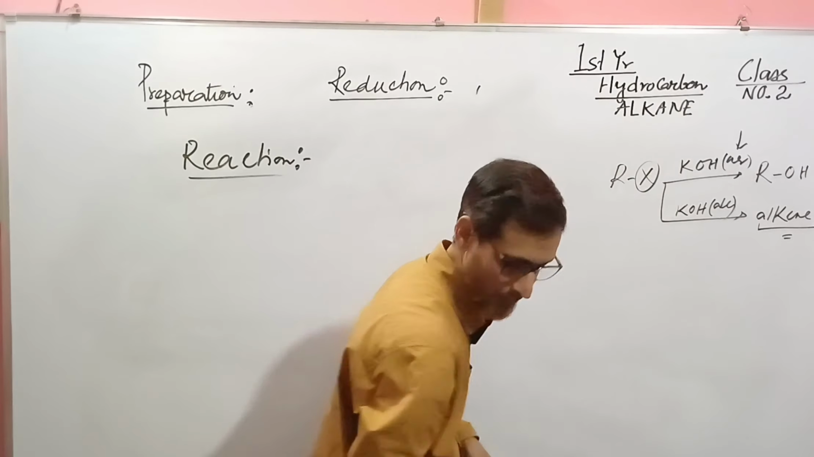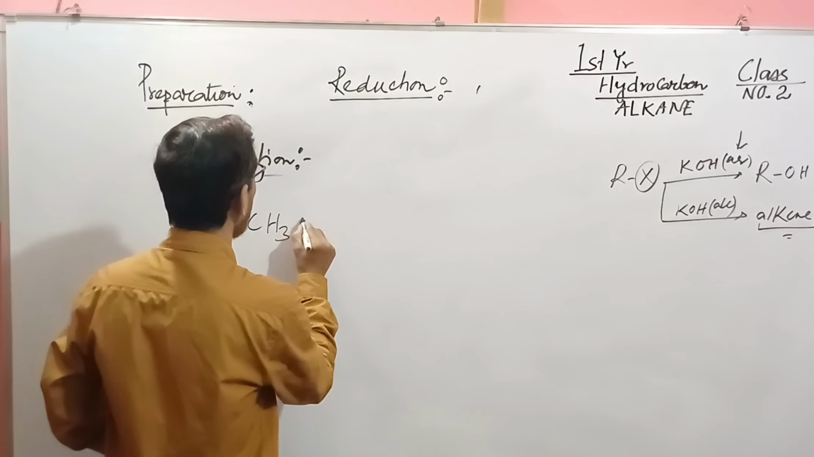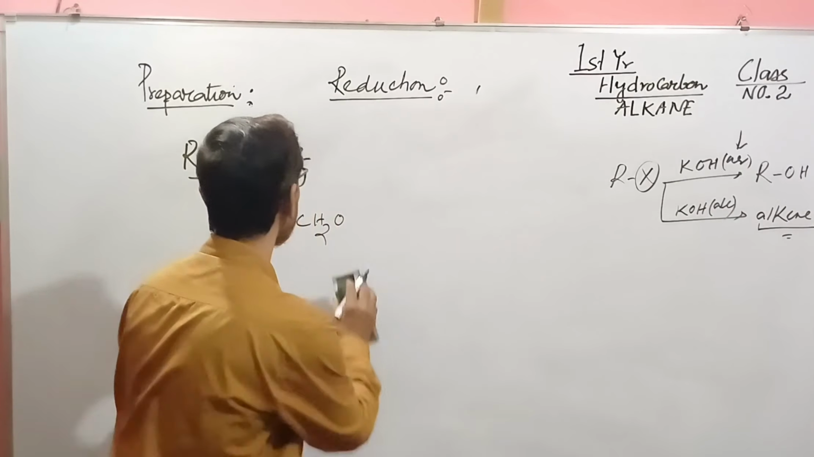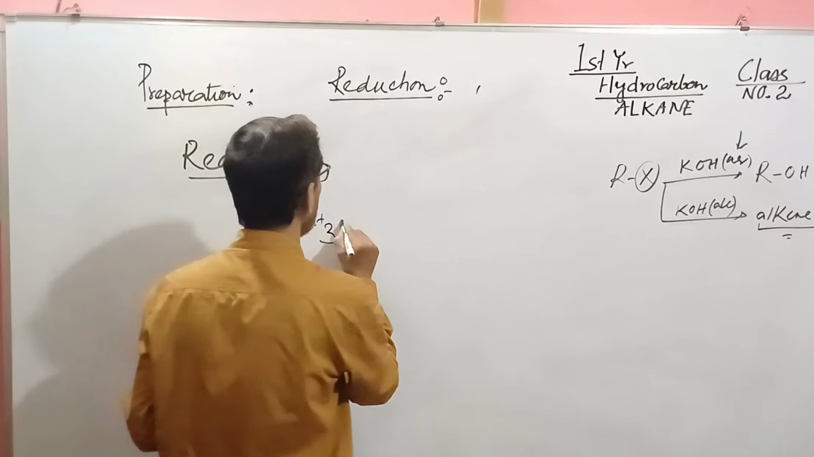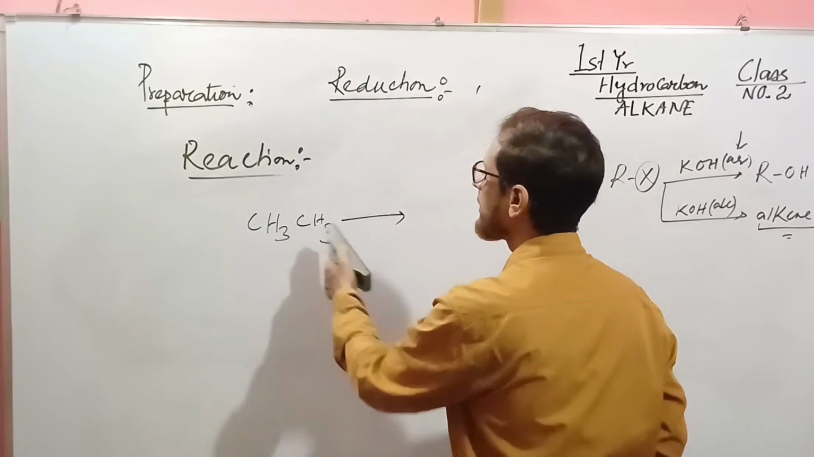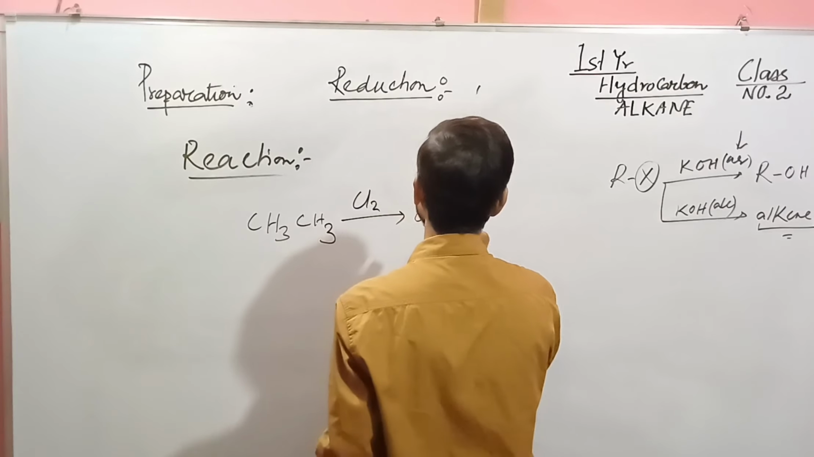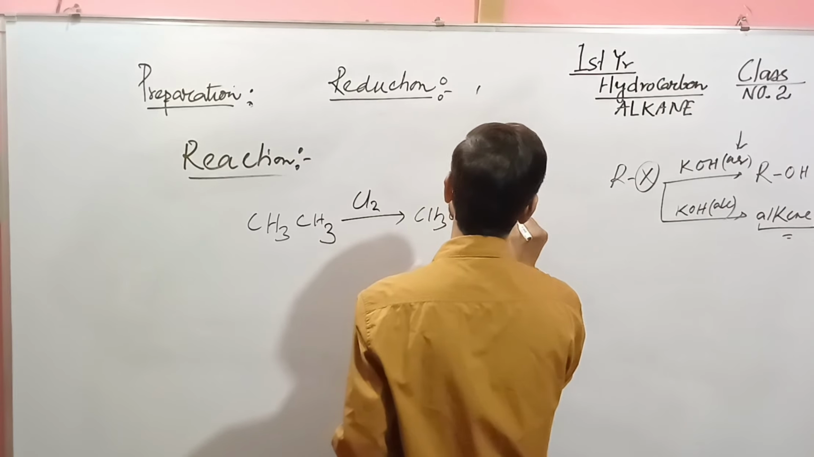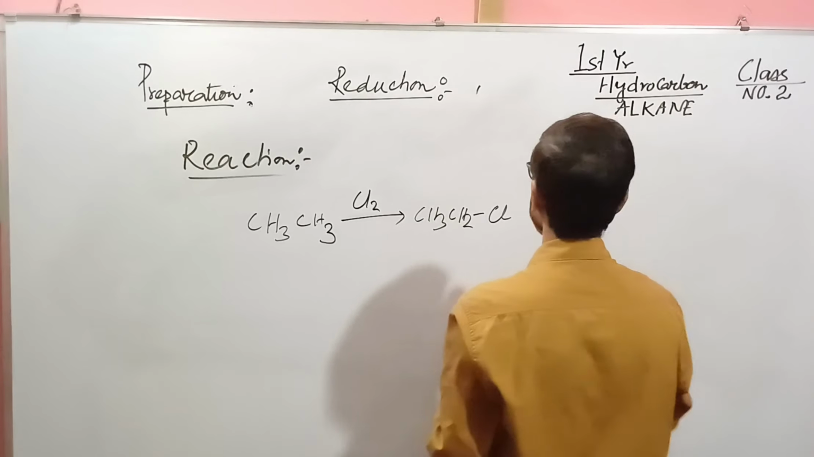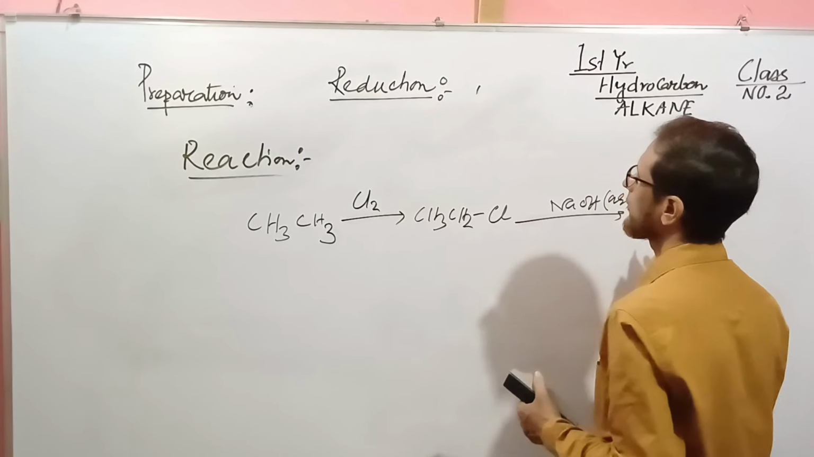The class will be a lengthy one. So let me take one example. CH3CH2, is it ethane? This is ethane. You can't easily make it reactive, it is very less reactive. Let us use chlorine, CH3CH2Cl. Let us use sodium hydroxide, potassium hydroxide, any hydroxide.